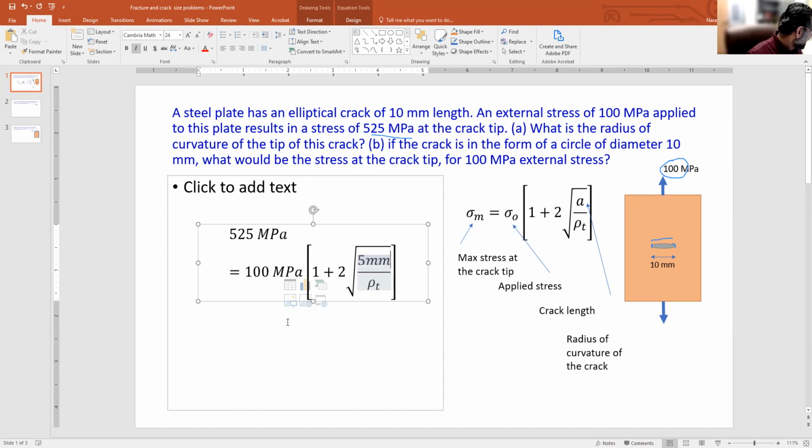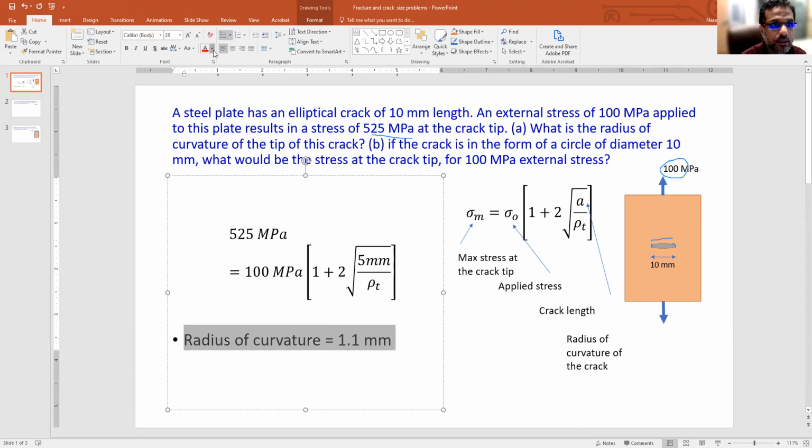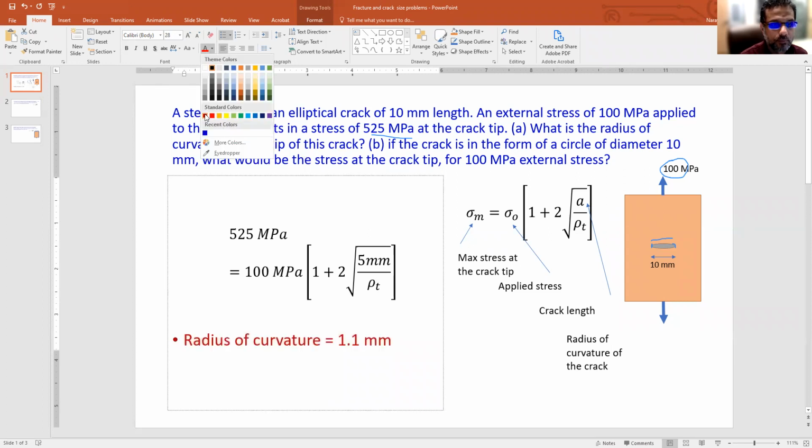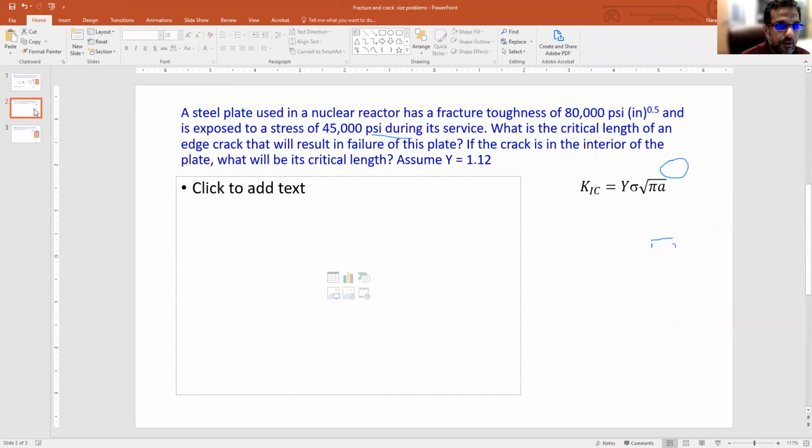And you can do the calculations. You can simplify this and you will get a value of rho sub T, the radius of curvature. Once you solve this, you will get this as 1.1 millimeters. So this will be the radius of curvature of this crack. Very simple, straightforward solution of this problem.